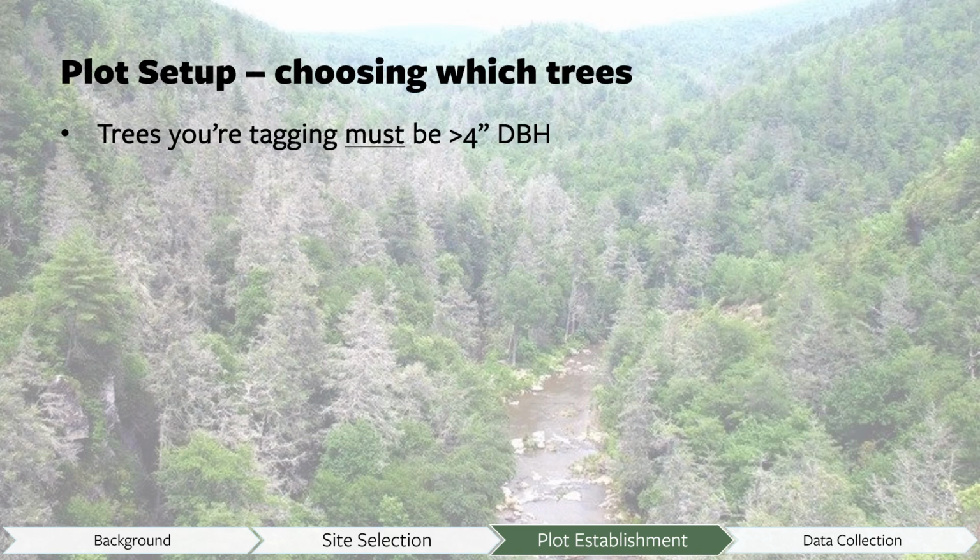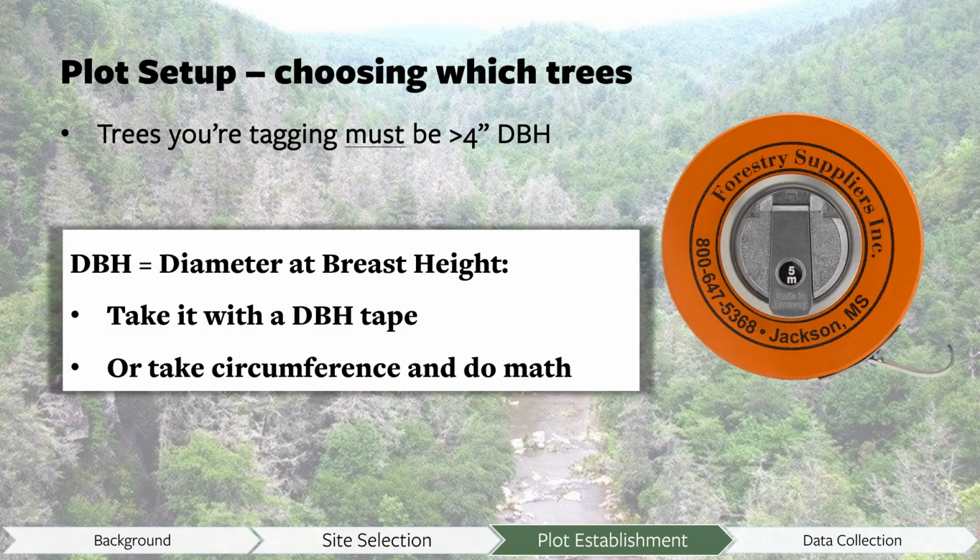So now you've picked your tags, you're going to go through and select which trees to include. You want to make sure that you are tagging trees that are at least 4 inches in DBH. If you're not already familiar, DBH is diameter at breast height, and there are specific tools that are made to measure this that essentially do that math for you. This is essentially like a tape measure. You wrap it around a tree, and then on one side it has regular distance, which would correspond to circumference, and on the other side it has diameter.